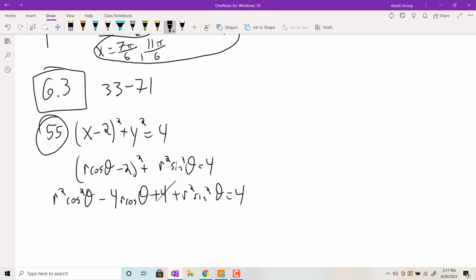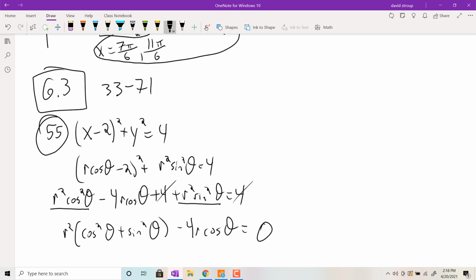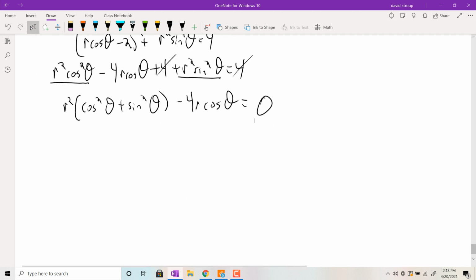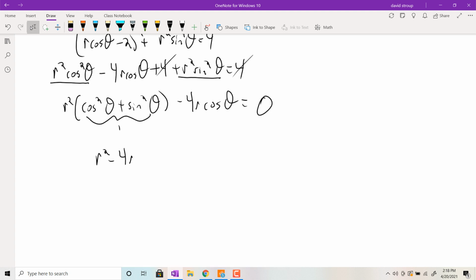If I move the 4 over, those are going to just be adding to 0. And then there's a Pythagorean identity here. If I factor out the r squared, I'll have r squared times cosine squared plus sine squared, then minus 4r cosine theta, and on the other side, I'll just have 0. Subtract 4 from both sides. Then this thing is just equal to 1. So I have r squared minus 4r cosine theta equals 0. You try to avoid dividing by r because r could be 0, so you just factor it.